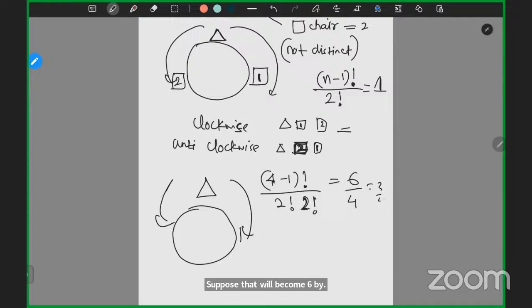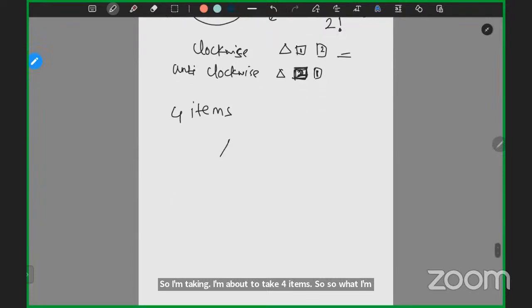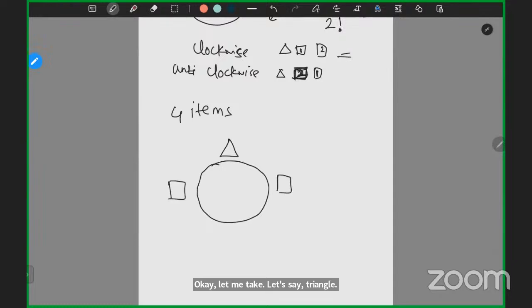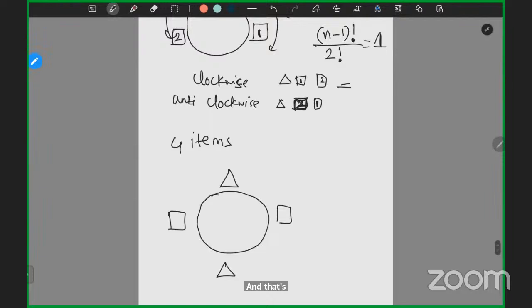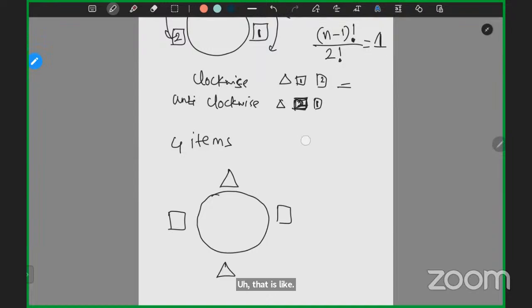No. Sir, is this 4 minus 1 factorial or 3 minus 1 factorial? No, I'm about to take 4 items. So what I'm explaining is, let's say I have 4 items. Let me take a triangle, and let's say I have a square and a triangle, something like that. So I have 4 items and I want to arrange them in circular order. Since I want to arrange them in a circle, that will make it n minus 1 factorial. That is 4 minus 1, just 3 factorial, which is 6. So I'll just write directly 6 ways to arrange the 4 items.